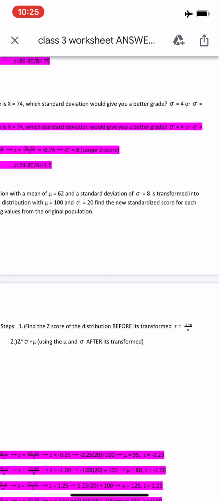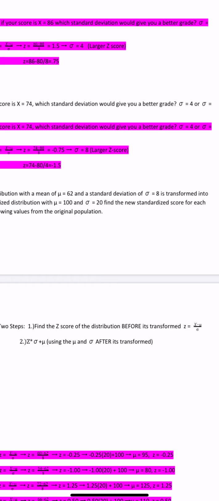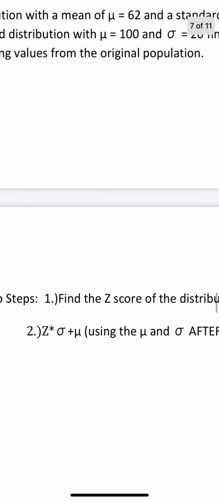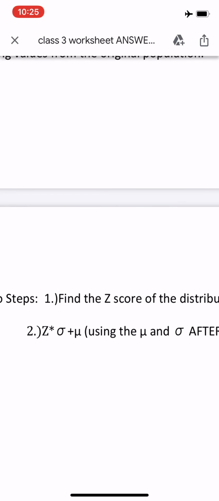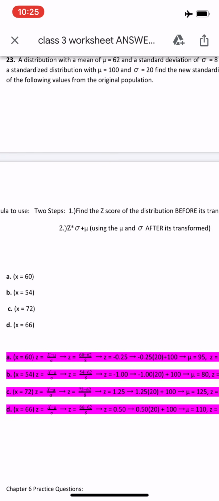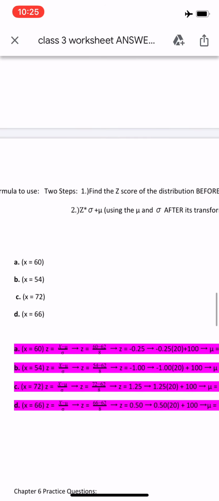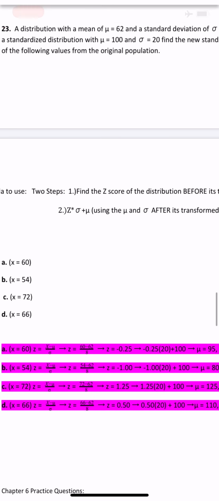First, you find the z-scores of the distribution before it's transformed. Then you take that z and multiply it by the new standard deviation and the new mu. So as you could see here, for x equals 60, we do 60 minus 62, which is the original mean, divided by 8, which is the original standard deviation, equals a z of negative 0.25.